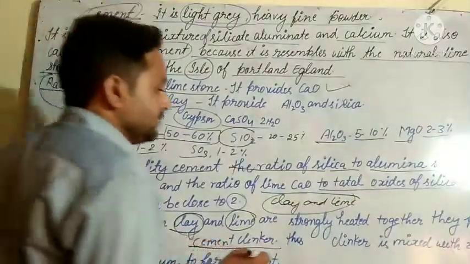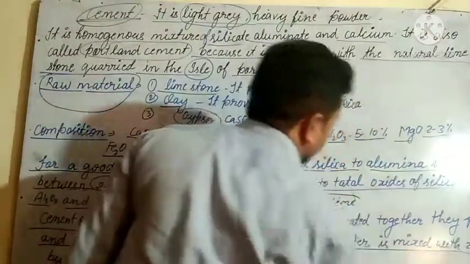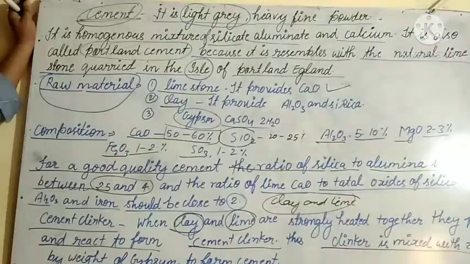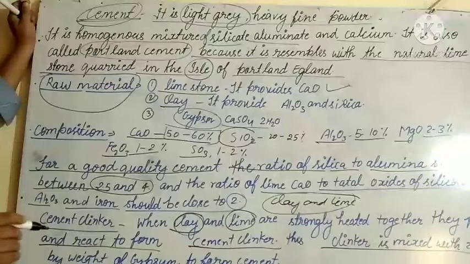This clinker is mixed with 2 to 3% by weight of gypsum to form cement. So cement clinker is not a cement. One question may be, is cement clinker a cement? No, cement clinker is not a cement. When 2 to 3% of gypsum is mixed, then that will be cement.